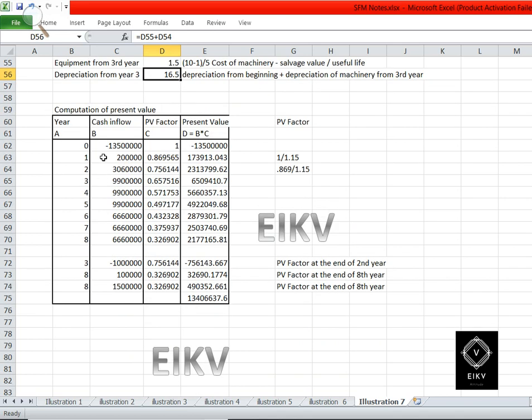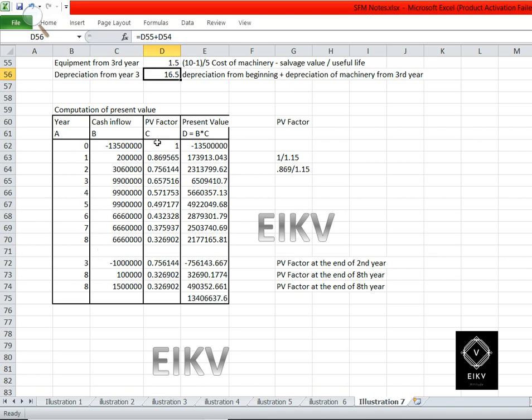Now I will explain to you the computation of the present value. For the computation, I have prepared a table which has 4 columns: year, cash flow, PV factor, and present value. On the first column I have written years starting from 0 to 8. Then there are some additional entries for the third year and 8th year. So I will explain it later.